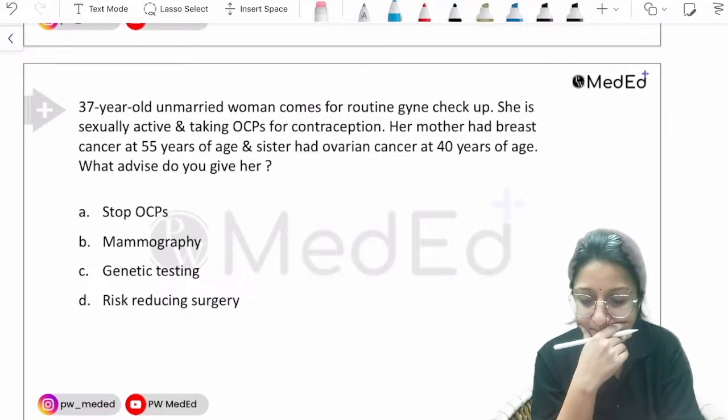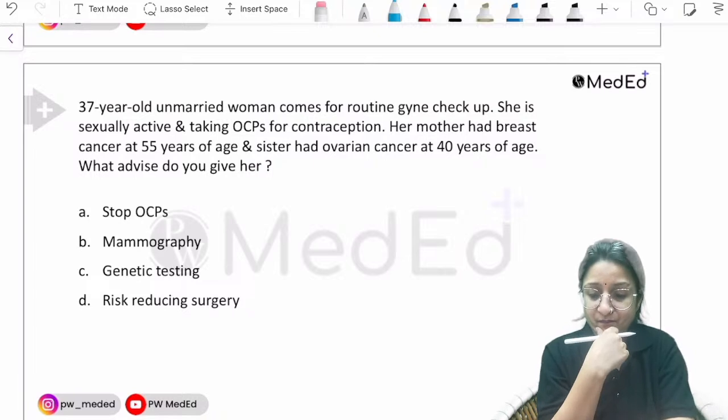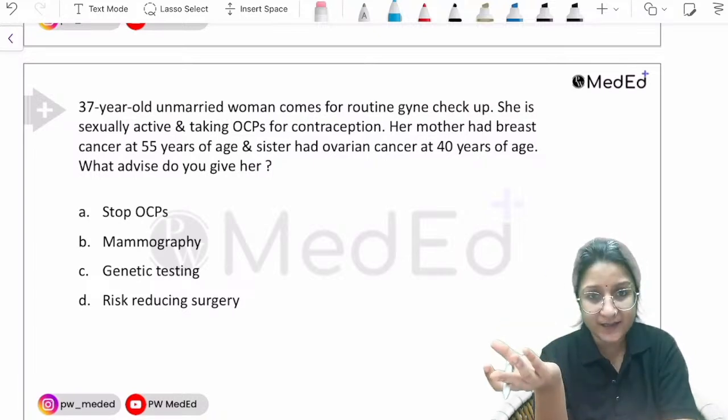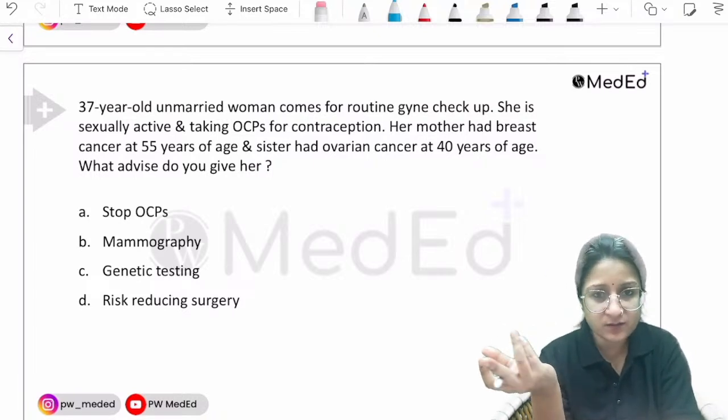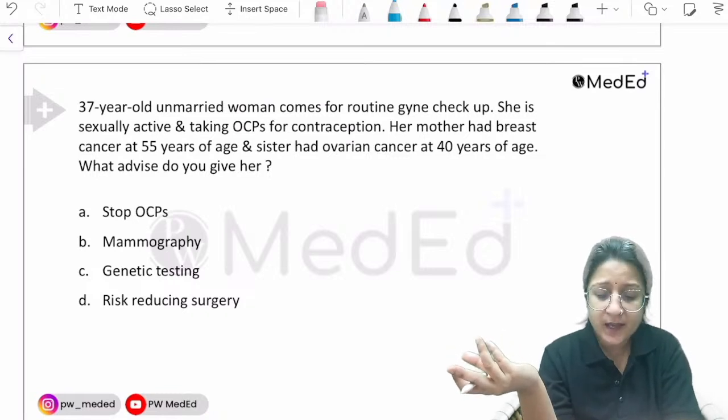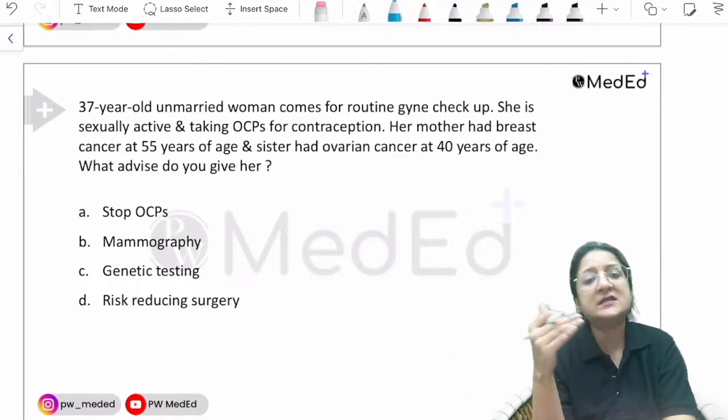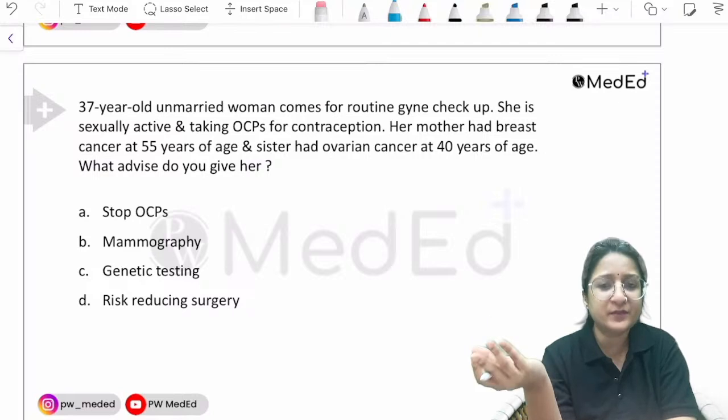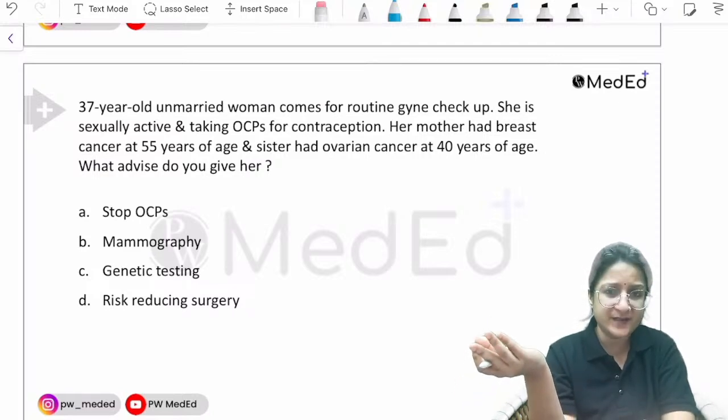OCPs are protective against endometrial cancer and ovarian cancer, so we don't ask her to stop OCPs. Mammography at this age, she's 37 years old, you will not use mammography for breast cancer screening.